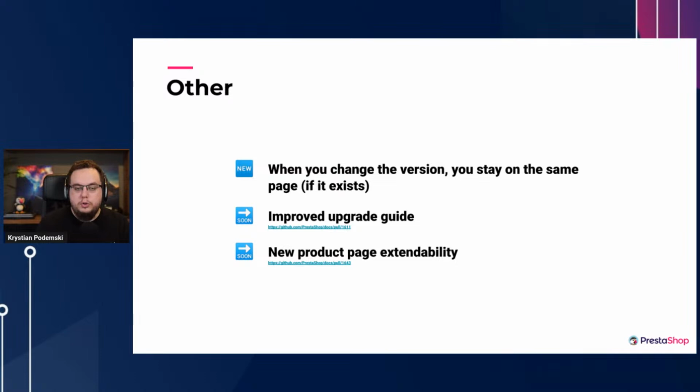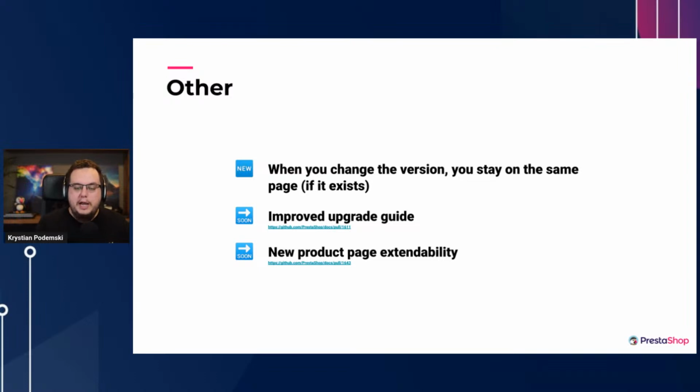So if you want to read the refreshed upgrade guide, be sure to go to the docs repository in the PrestaShop organization, to the pull request about this feature. And the same goes for the new product page extendability. It is a migration guide on how to migrate your solution from the old product page to the new product page, which will be released together with 8.1 for new installations.